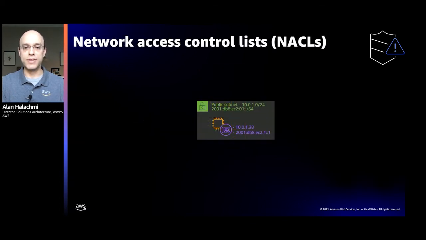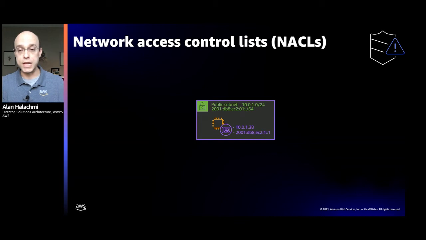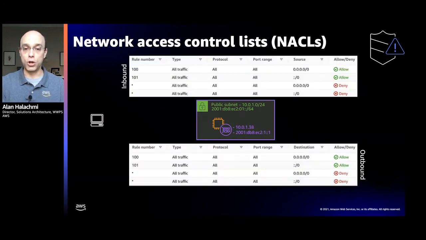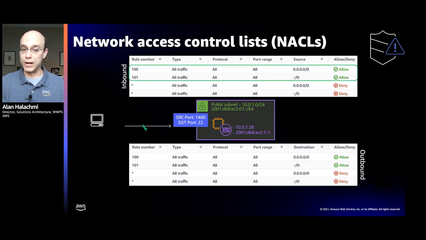Now that we've covered the instance interface boundary, let's talk about the subnet boundary. Network address control lists, or NACLs, wrap your VPC subnets and provide stateless packet filtering. So you'll need to define rules in each direction of traffic flow. By default, NACLs allow all traffic into and out of your VPC. Like route tables from earlier, every subnet must be associated with a NACL, and a given NACL can have multiple subnet associations.